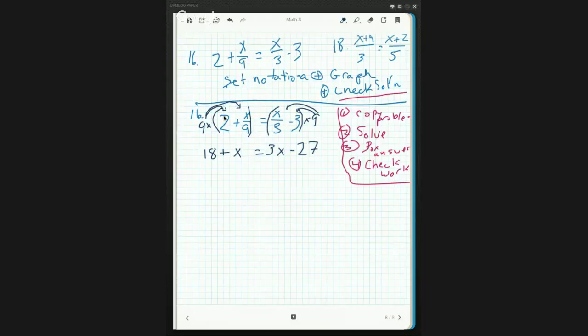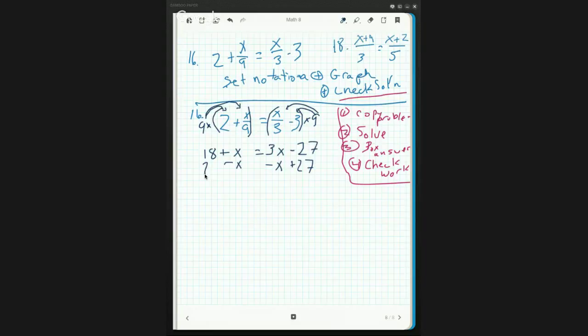Now, my next goal: I've used my multiplicative property of equality, I've then distributed, and now I have this problem. Now what I want to do is get all my x's on the right. That's going to be nice because if I subtract x from both sides, I can get rid of my x on the left. And then I'm going to do the same thing to get rid of my 27 on the right.